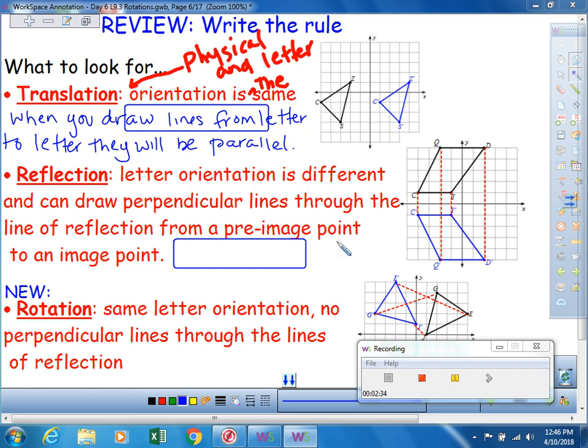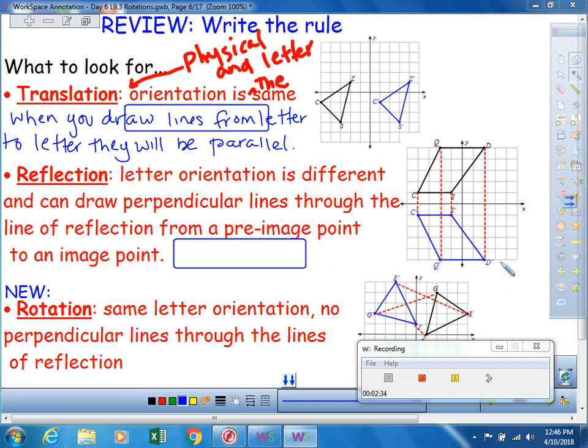Okay, reflection. Reflection, the letter orientation is different. That's the only one where the letter orientation is different. So if you start with the letter orientation, and it's different, it's automatically a reflection. You writing this down? So the letter orientation is different, right? C, Q, D, I. C, I, D, Q. It's not in the same order. Okay? Automatically reflection.